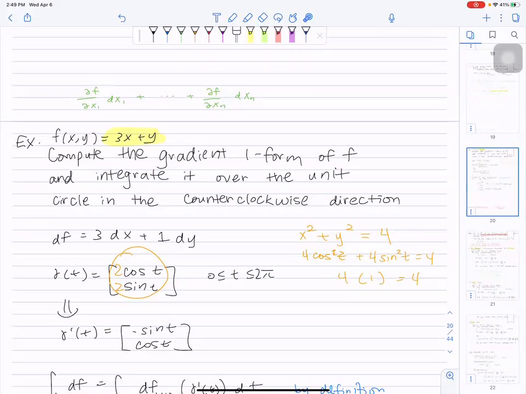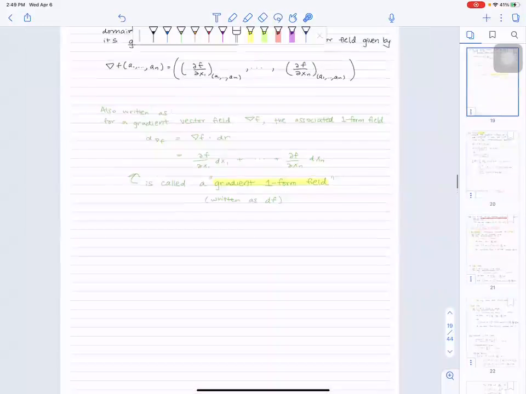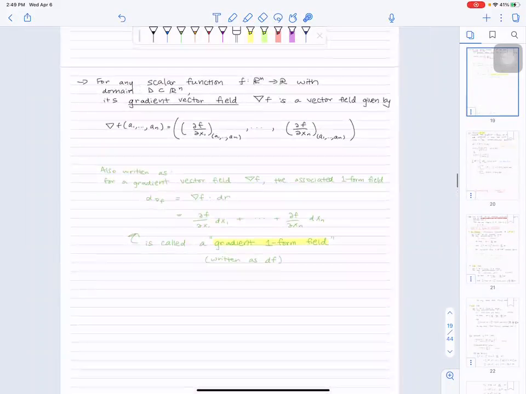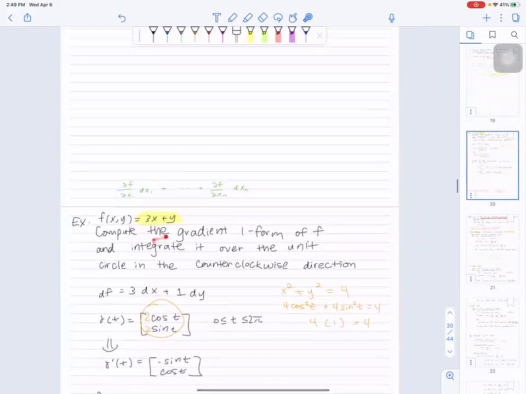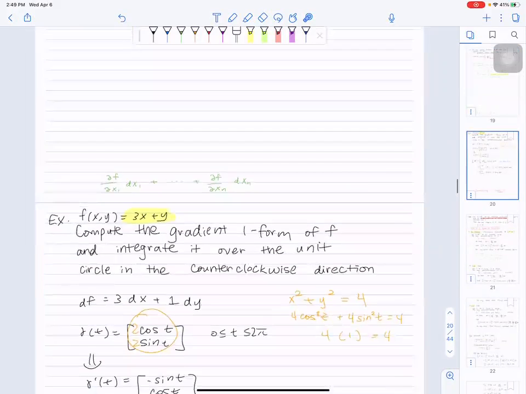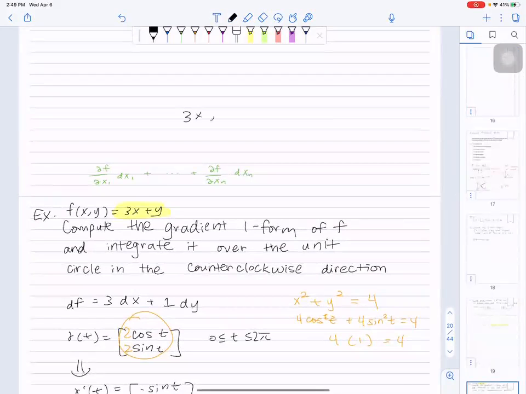Yes. So we first compute the gradient one form of f. We made it a one form notation, which would have been like 3x i bar plus y j bar. And then we take the gradient of this one form, using this definition, or you could just do the partials with dx and dy. So the gradient one form is putting it into one form notation with the derivative.